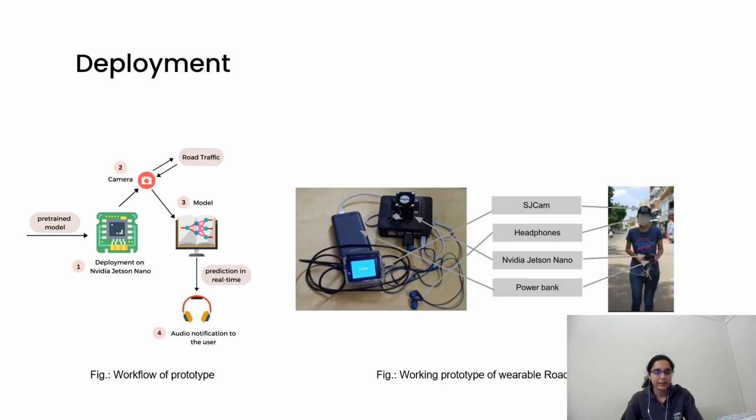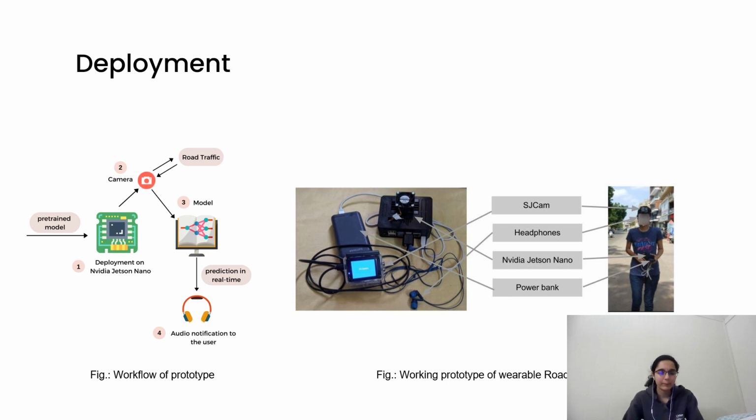I used NVIDIA Jetson Nano and a few other supporting components like power bank, headphones, and camera to develop a portable road crossing assistant. Since low cost is essential for large-scale impact in India, I chose to work with a separate camera and mobile computer rather than developing a smartphone app. Smartphones with the required deep learning inference hardware are currently way more expensive than my discrete combination of components.